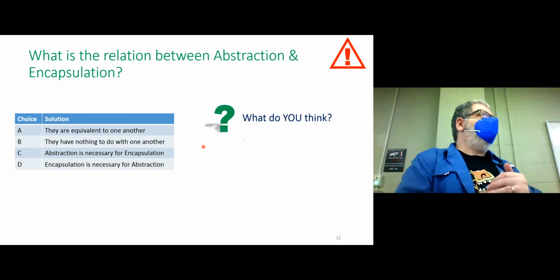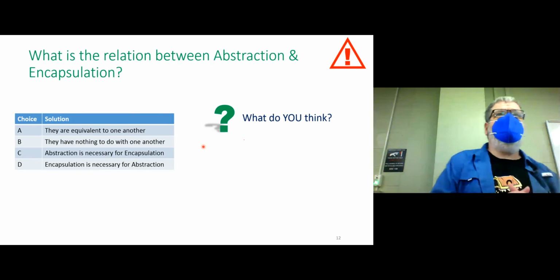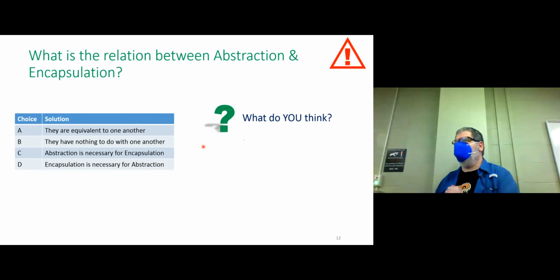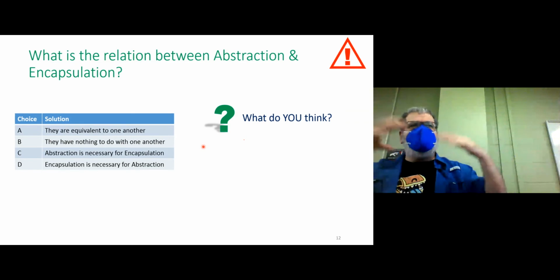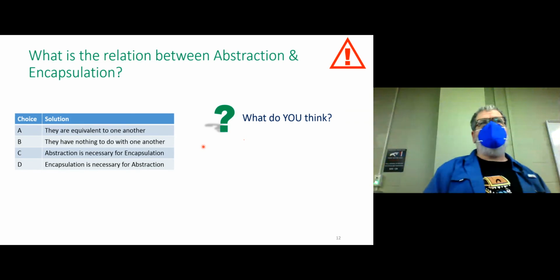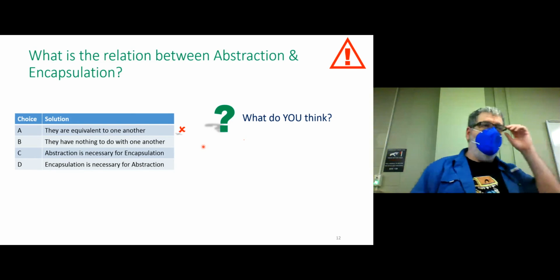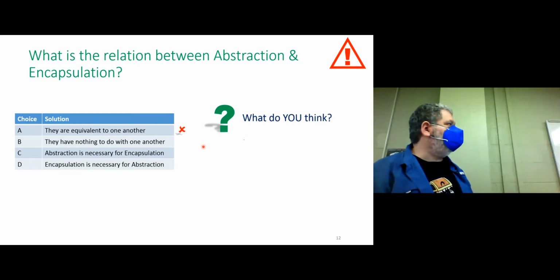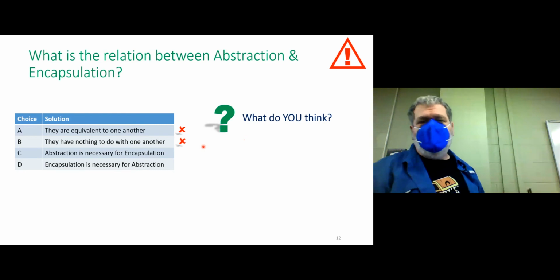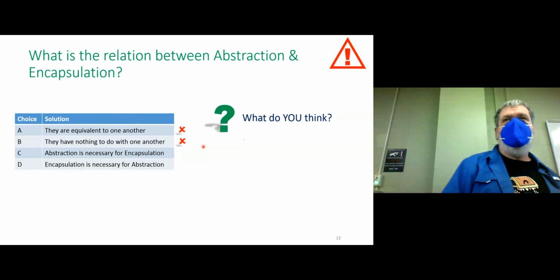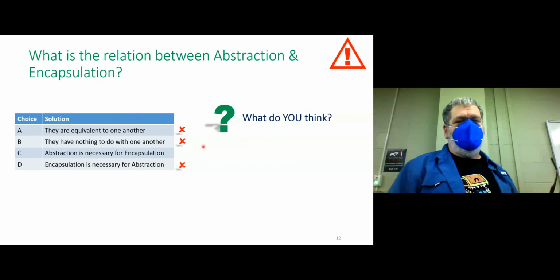So it's about dependency. There's a dependency built in between abstraction and encapsulation. Now the question is, it's easy to get it wrong, because again, the two concepts overlap. So we need to clarify that. We need to delineate exactly which one is dependent on the other. So A and B, no. They are not equivalent to one another, and they do overlap with one another.